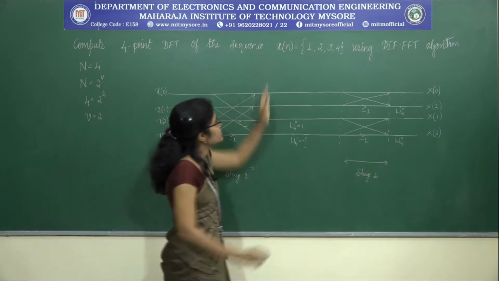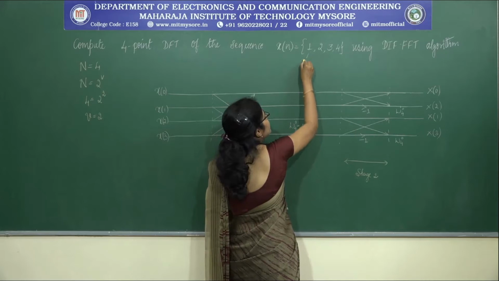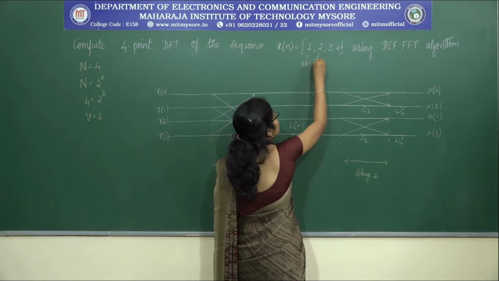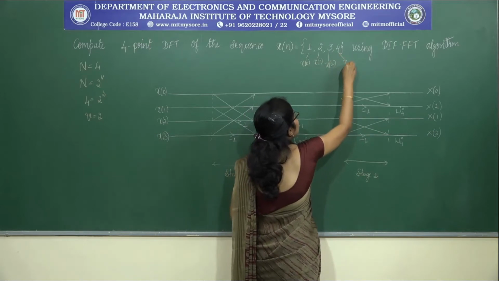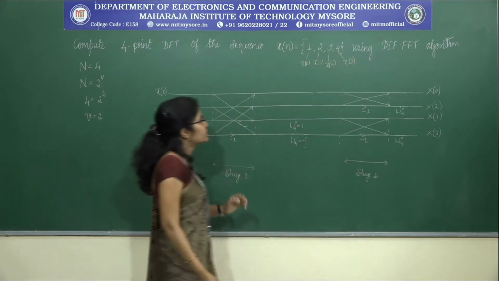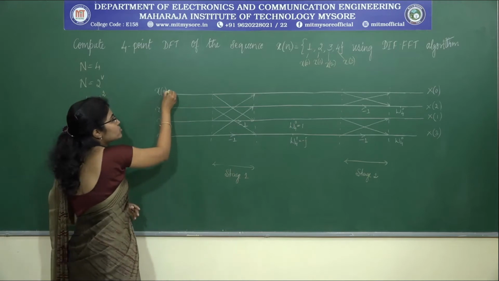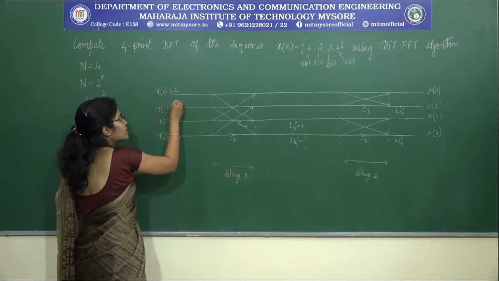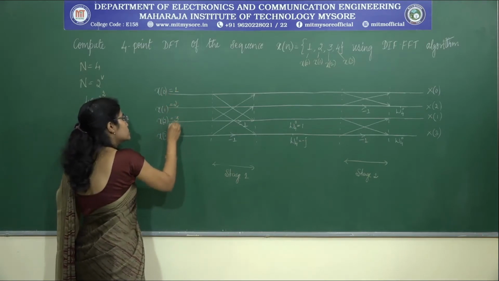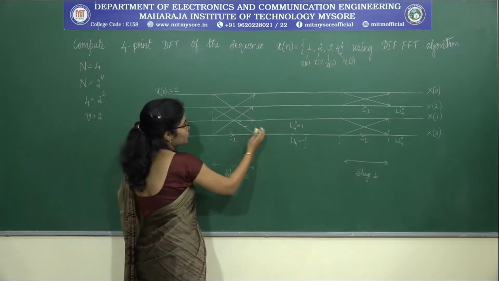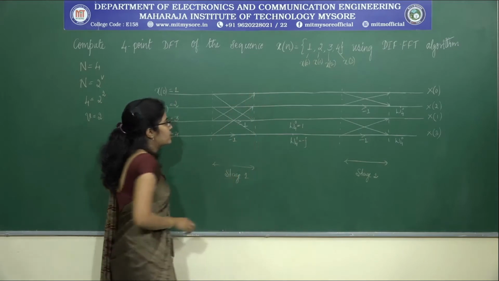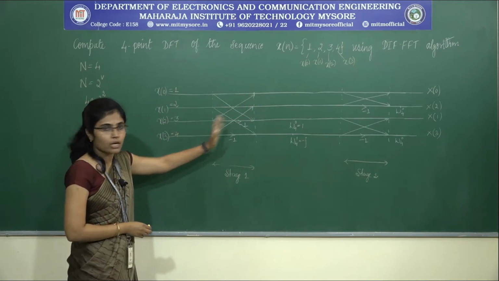So, this is the given sequence. This is x of 0, this is x of 1, this is x of 2 and finally this is x of 3. Let me tabulate the data here. x of 0 is 1, x of 1 is 2, x of 2 is 3, x of 3 is 4. So, we are ready with the input. Let us try to find out the output of the first stage.